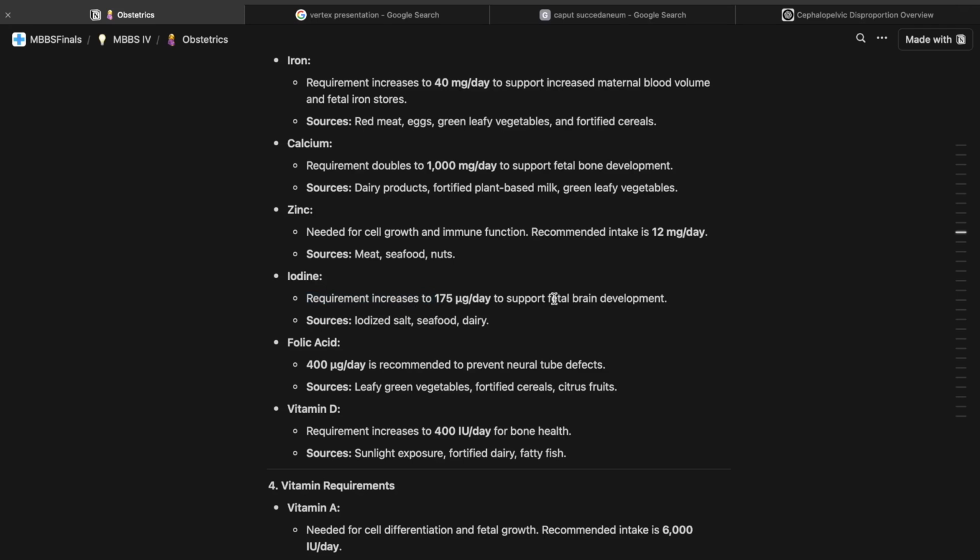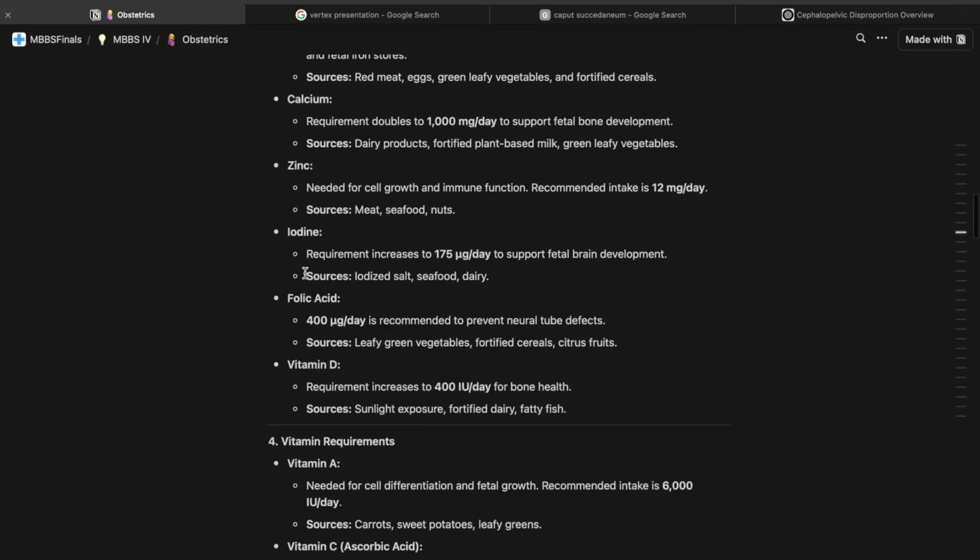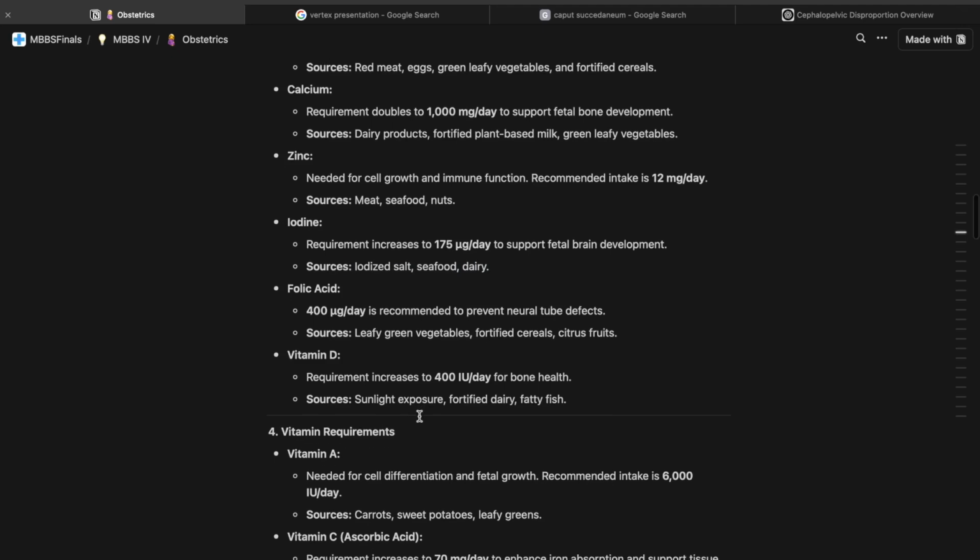Coming to iodine. Iodine is very important for fetal brain development. What's the value? 175 microgram per day. 175 microgram. So, micro, milli. Iodine is micro. 10 raised to minus 6, right? Yeah, 10 raised to minus 3. Crazy. Sources: iodized salt, seafood, dairy.